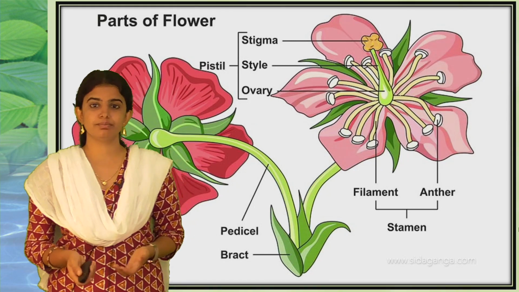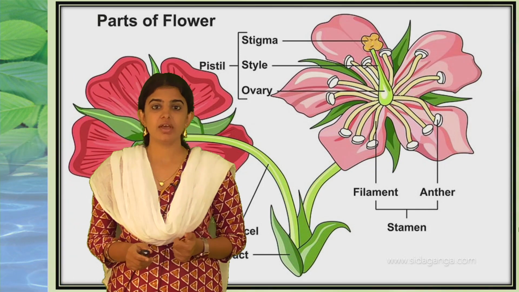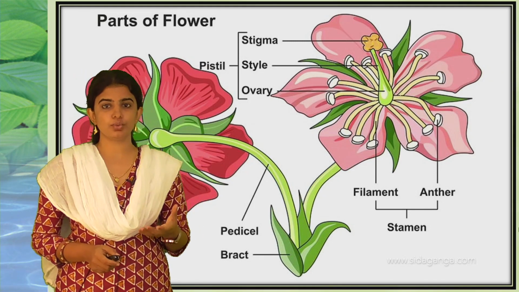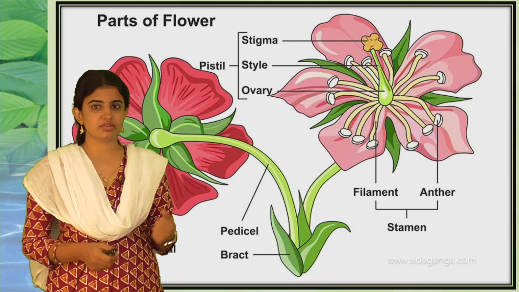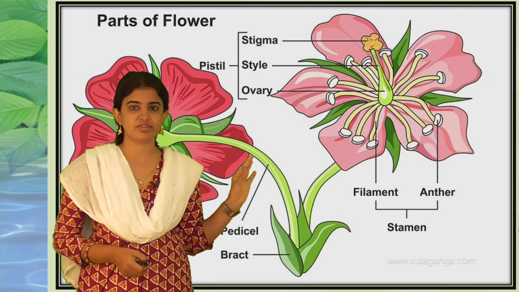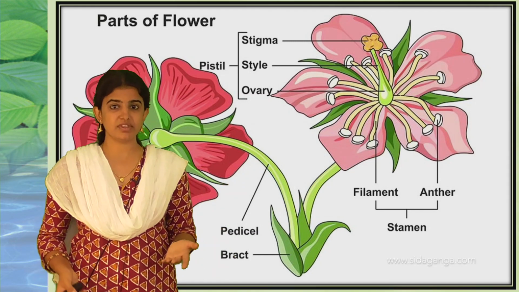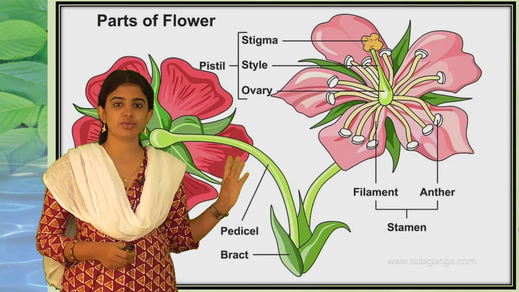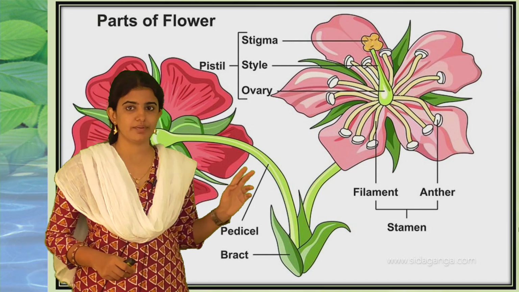Next one is the pistil. Pistil is the female reproductive part of a flower. In the flower there are two main parts which are helpful for the reproductive process, the stamen as well as the pistil. Stamen is the male reproductive part of a flower, whereas the pistil is the female reproductive part of a flower. The pistil is divided into three parts: the stigma, style as well as the ovary.